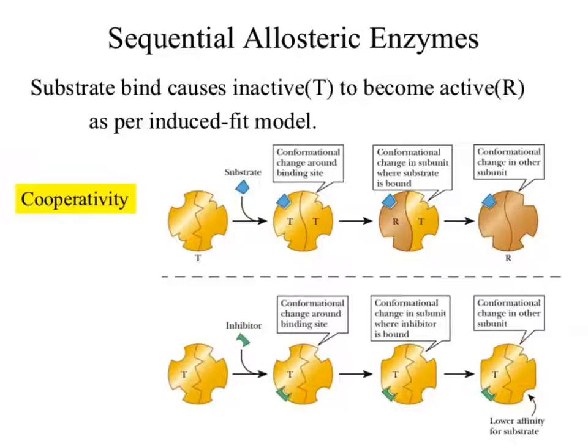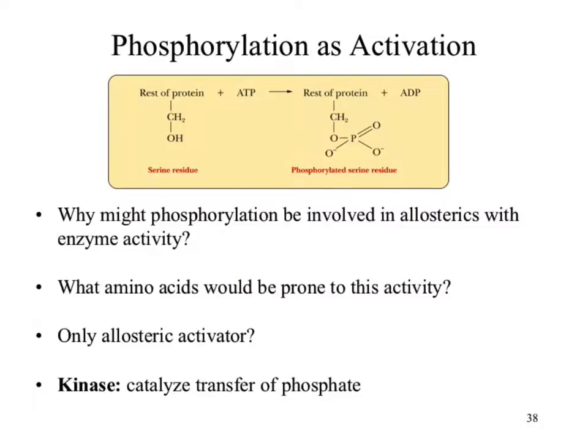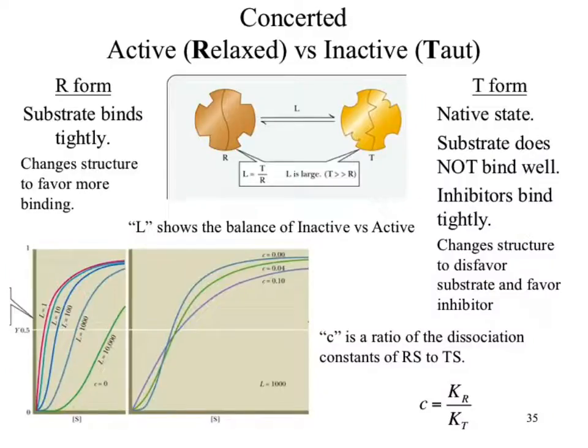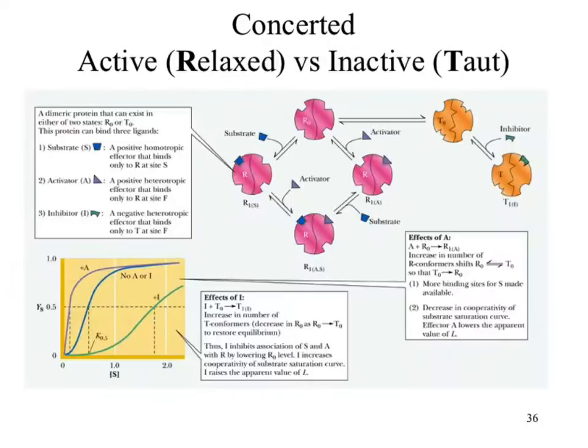In all cases, we end up coming back to, and I have a feeling it's not on this slide, the balance between our L, taut versus relaxed, and our C, the binding affinity of our relaxed versus our taut. So we can represent those and look at those effects and how they affect our plots. Kind of make sense? Okay.